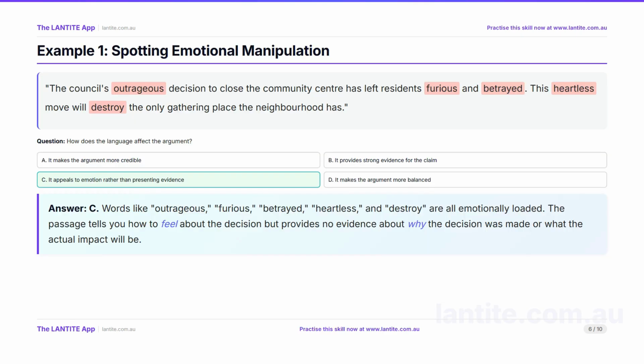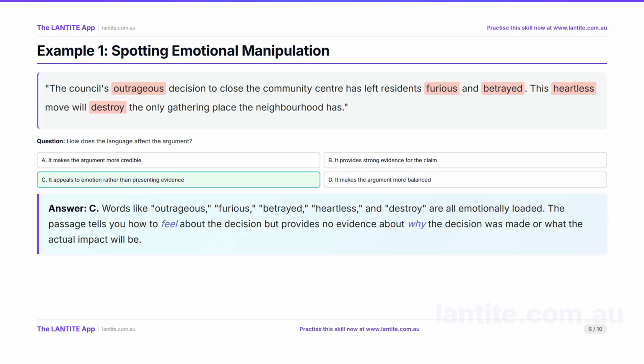Let us analyze some loaded language. The passage describes the council's decision to close a community center using words like outrageous, furious, betrayed, heartless, and destroy. How does this language affect the argument? It appeals to emotion rather than presenting evidence.